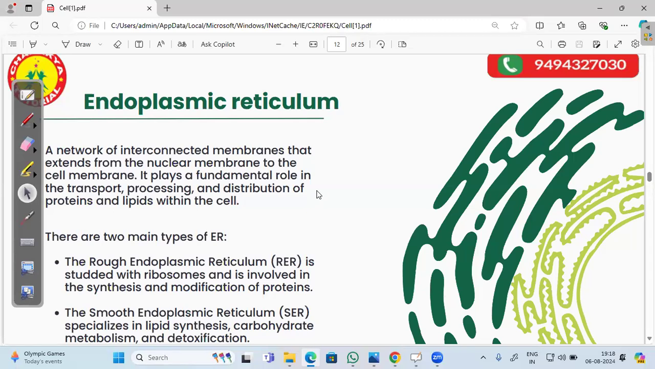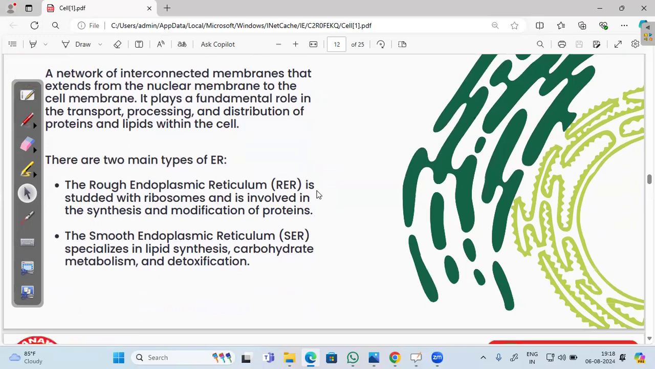So the rough endoplasmic reticulum works in coordination with the ribosomes, whereas the smooth endoplasmic reticulum helps in the manufacture of cholesterols and steroids. Here the two types of endoplasmic reticulum are given. Rough endoplasmic reticulum, RER, is studded with ribosomes and is involved in the synthesis and modification of proteins. Whereas SER, or smooth endoplasmic reticulum, specializes in lipid synthesis. One example is cholesterol, which is an example of a lipid or fat. It performs lipid synthesis, carbohydrate metabolism, and detoxification inside the cell.